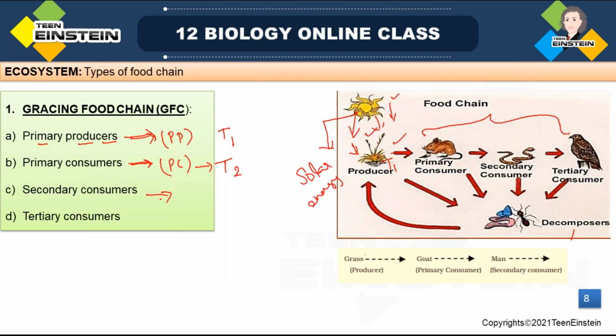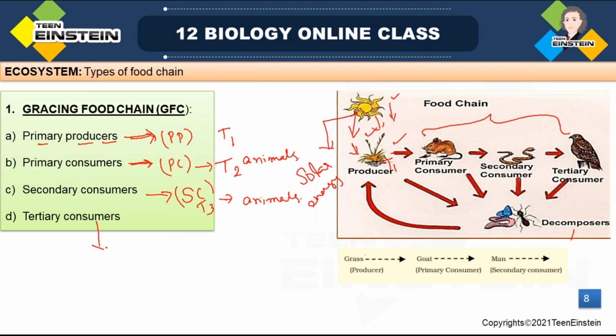Next is secondary consumers, SC. These secondary consumers are animals. Primary consumers are also animals, and secondary consumers are also animals. But these animals feed on herbivores, and they form the third trophic level. They are coming in the T3 level, the third trophic level.